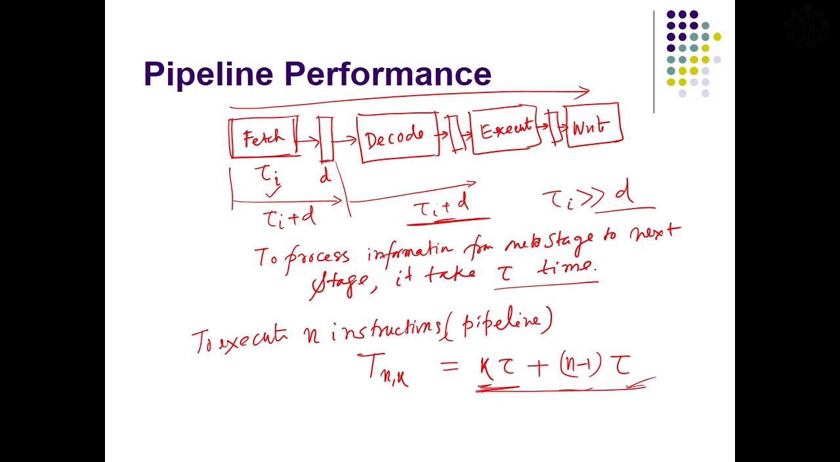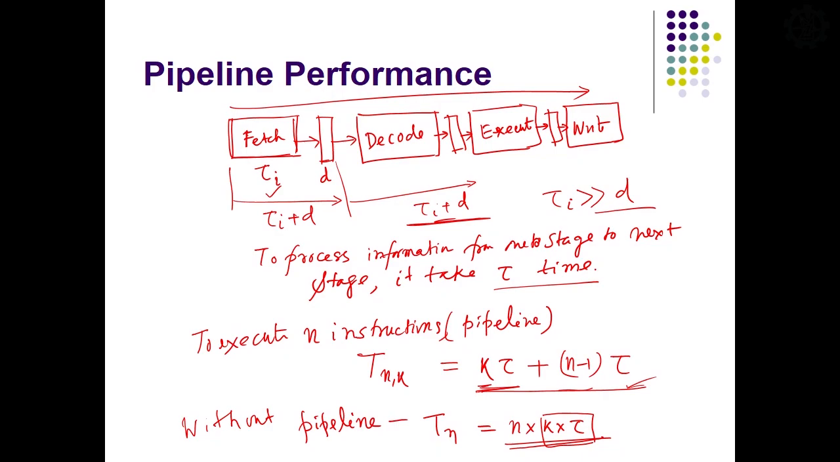Okay. So, if you do not use the pipeline, then what will be the time? Without pipeline, say T n, it will be n into k into tau. Earlier it was like 1.5 into 4. Each instruction will take k into tau, and there are n instructions. So, n into k into tau.